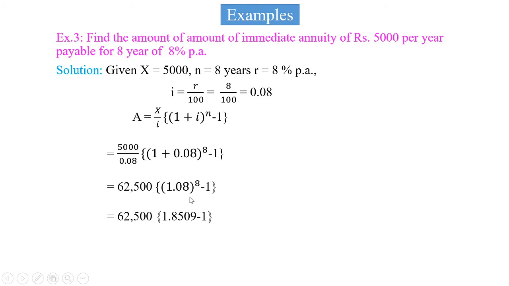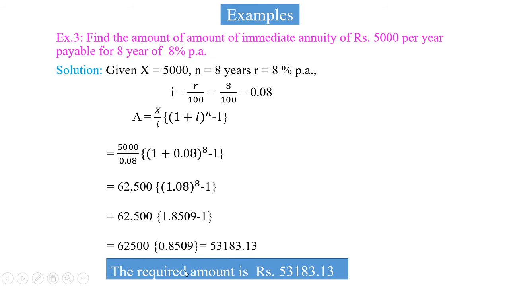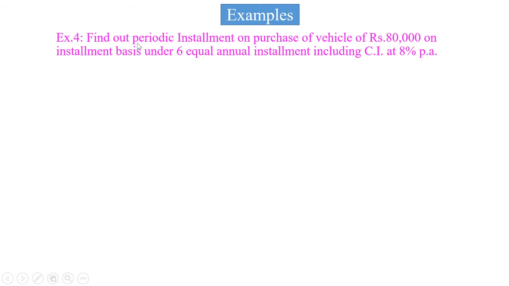1.08^8 is equal to 1.8509. Therefore, we get 62,500 into 0.8509, which is equal to 53,1083.30. So, the required amount is rupees 53,1083.30.